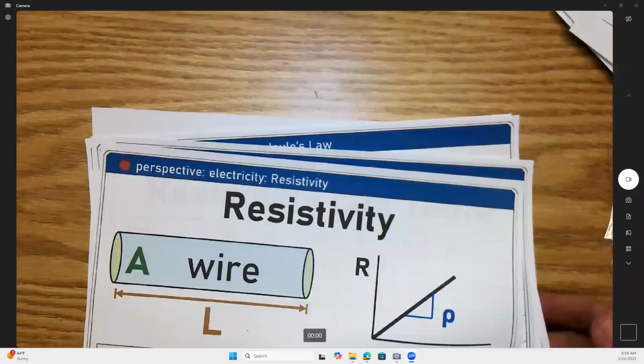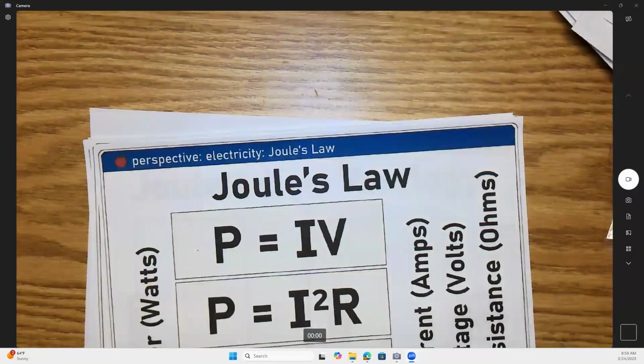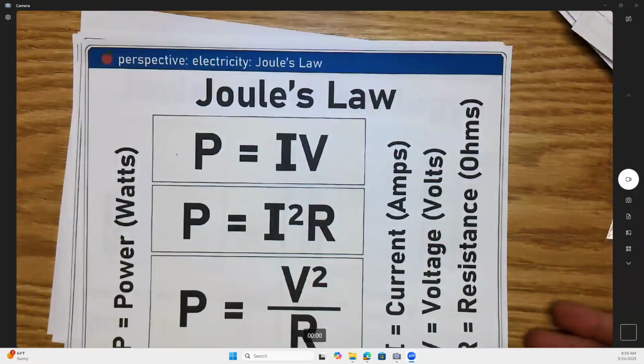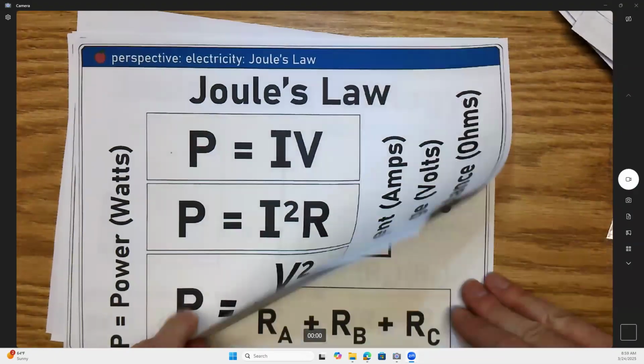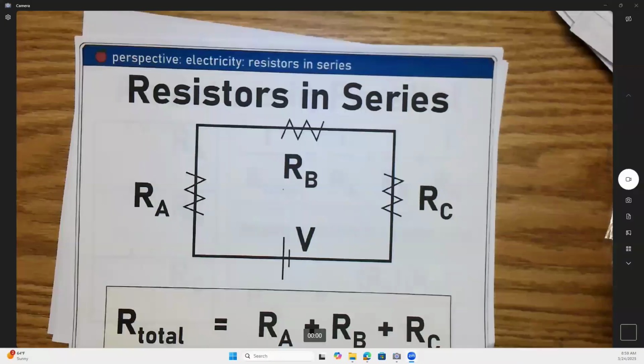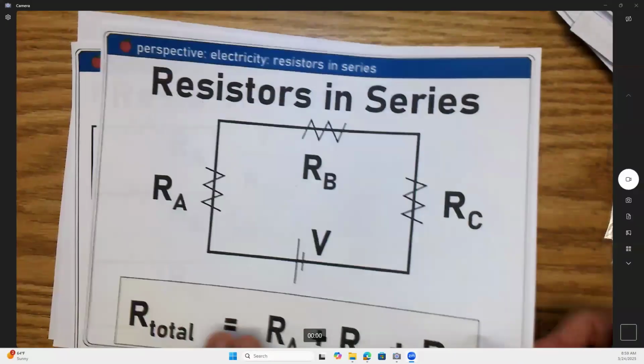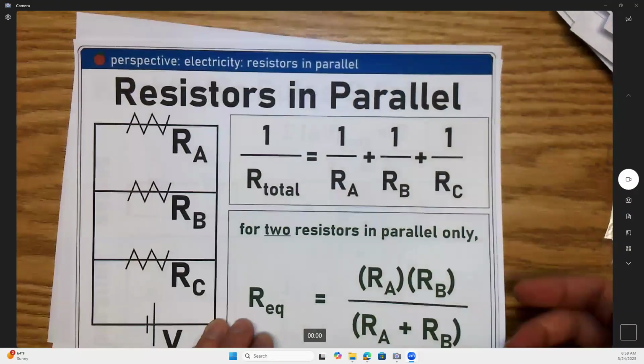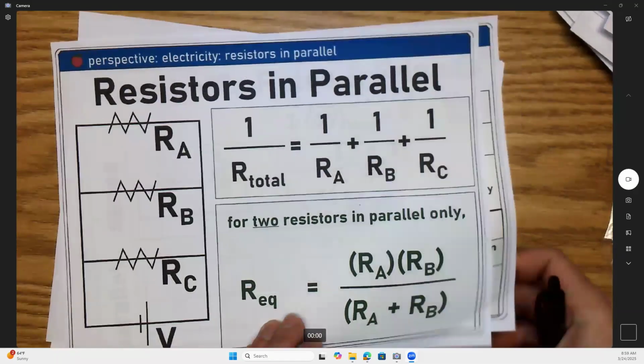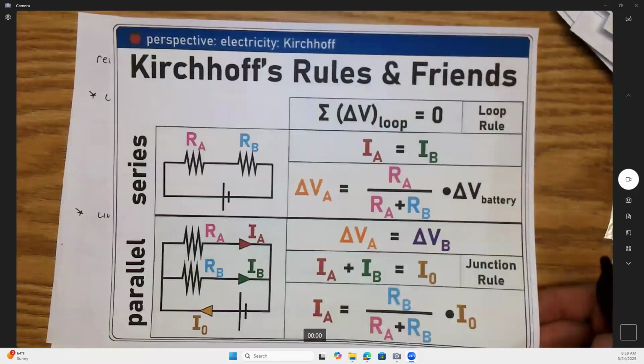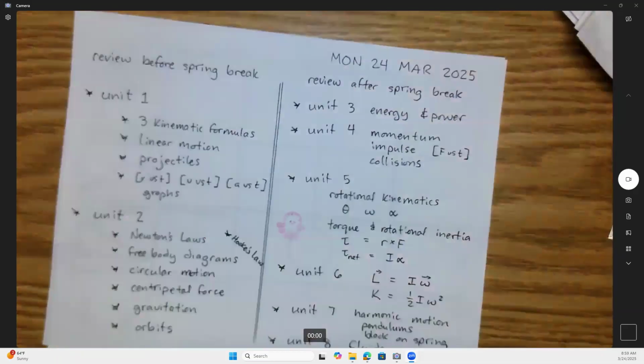All right, I'll show you guys Joule's law. So that's a quick rundown of what my other classes are starting on today and what I want to do with you guys one day. Resistors in series, resistors in parallel, a lot of stuff, Kirchhoff's rules. A lot of stuff for electricity.